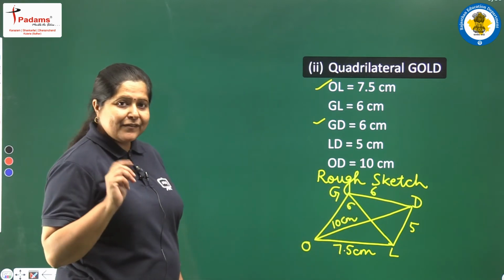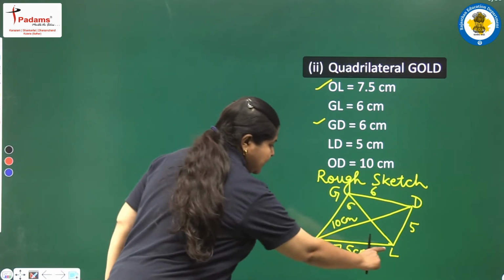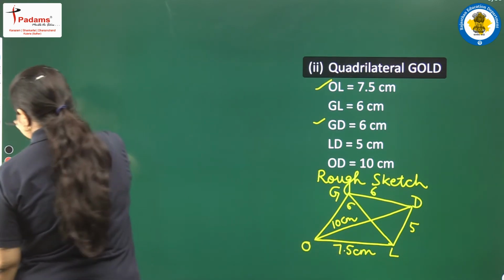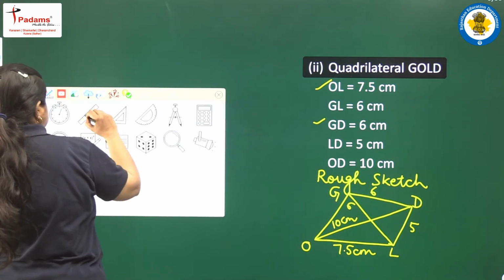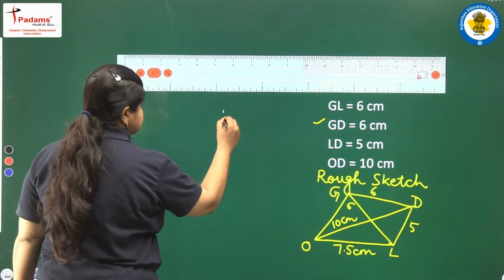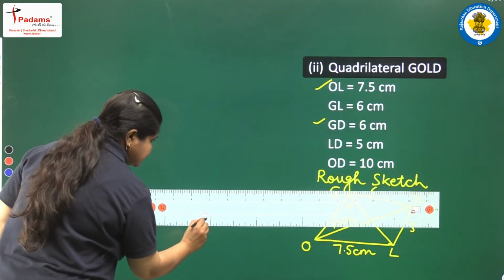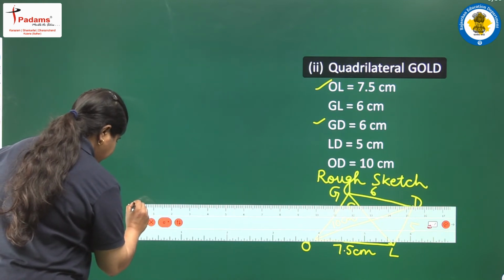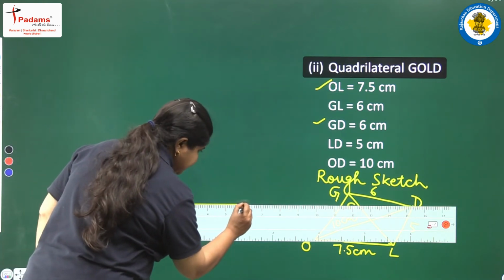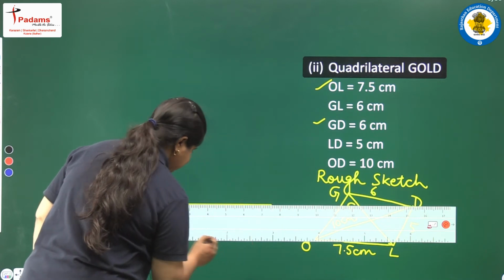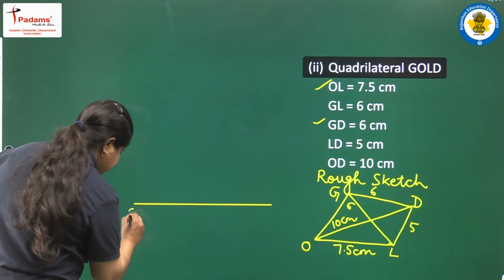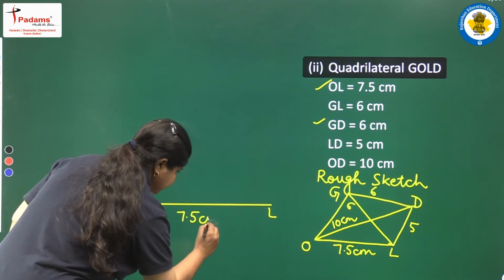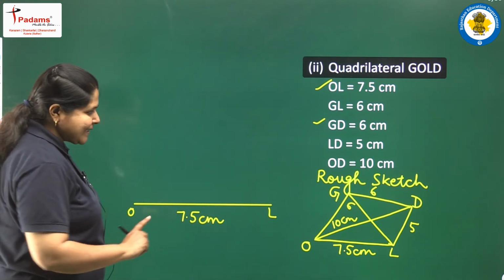So now again we will start the construction with this baseline OL measuring 7.5 centimeters. So for this we need a scale with us. We will start from this point O. It should be 7.5 centimeter long and here we have this line segment. Let us name it as OL measuring 7.5 centimeters.